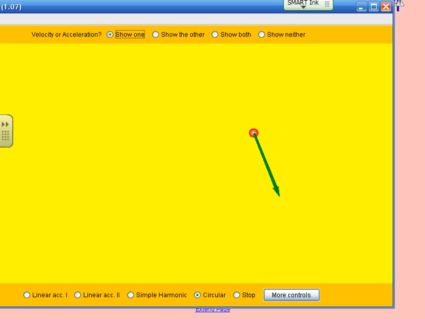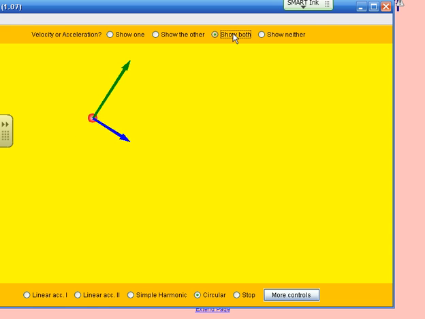This object is constantly moving in a circle, and its acceleration cannot have a component parallel to the velocity, or else it would end up accelerating. It would end up speeding up. So instead, the acceleration has to be perpendicular to the velocity. So you'll notice this blue vector here, which represents the centripetal acceleration.